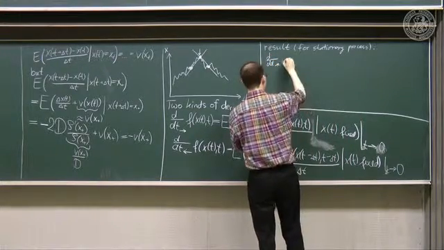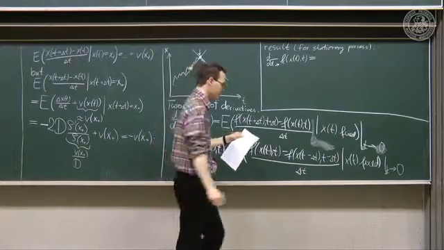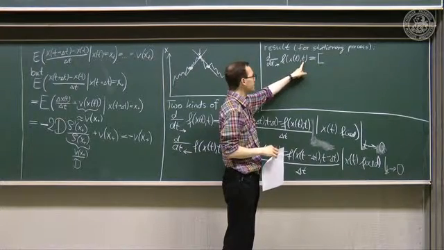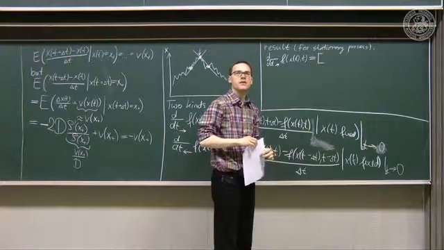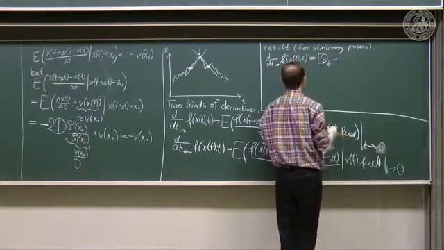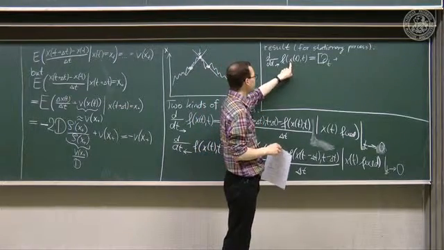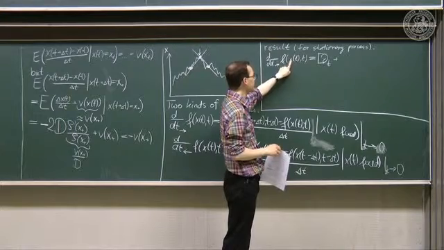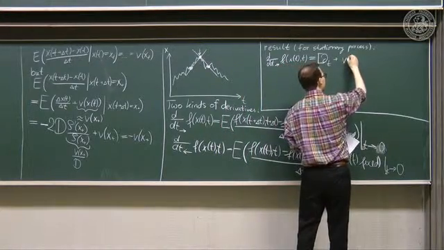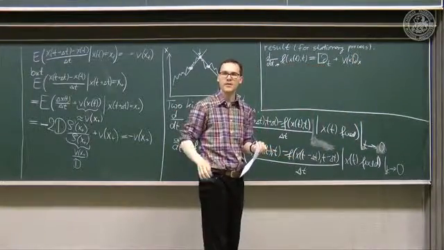I have the forward derivative of any function of my random process, and that happens to be, well, first taking the time derivative with respect to the explicit time dependence. That's not so surprising. Plus, well, even if I only have the deterministic drift, I know that I have to take the derivative of f with respect to x and then multiply by the time derivative of x, which would be v, the drift. So there is something like this advective term, v, and then the derivative with respect to x applied to f.